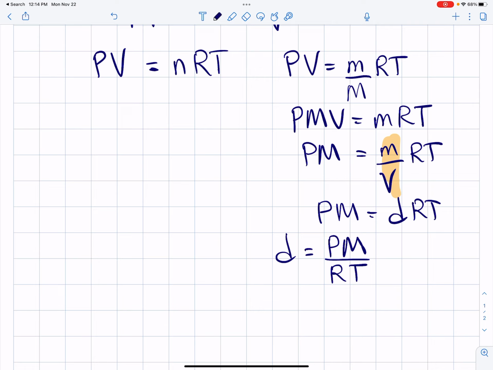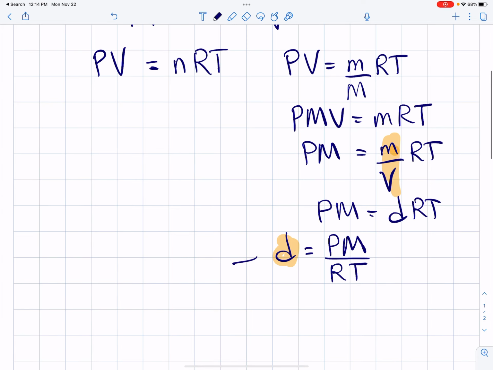But notice that the density we're going to calculate came from mass over volume in the ideal gas law, and volume was in liters, right? The ideal gas law volume must be in liters. So that means the units for this density will be grams per liter. All right, so there you have it.